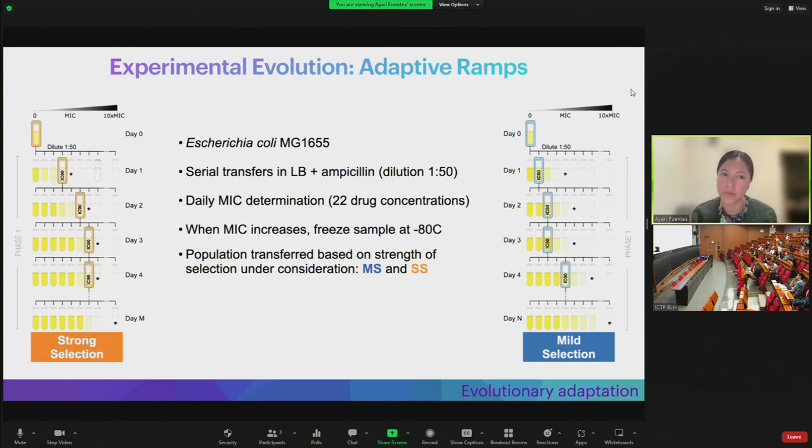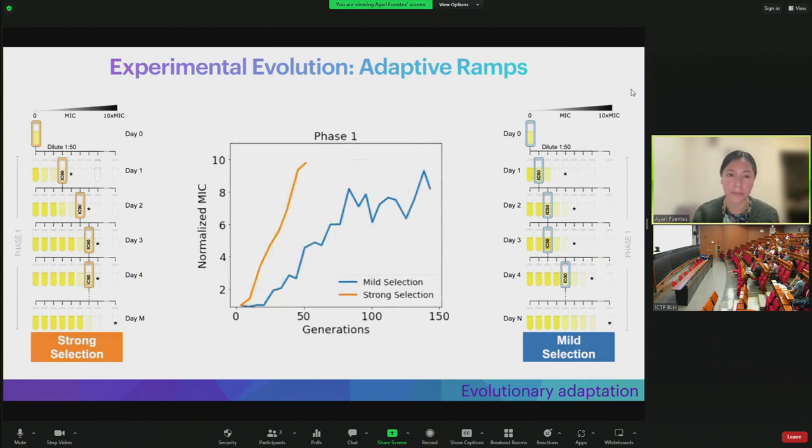And we did this every day. That is why we call it an adaptive ramp, because every day we have a different MIC, which means that we have a different IC90 and a different IC50. And we did this until we reached 10 times the MIC of the parental strain. This is what we call phase one. In this graph, on the x axis we put generations, and on the y axis we put normalized MIC. On average, both populations reach 10 MIC. But as we can see here, the strong selection gets there really fast, and the mild selection is going to be slower and very noisy.